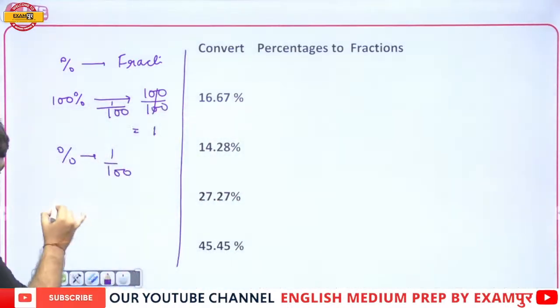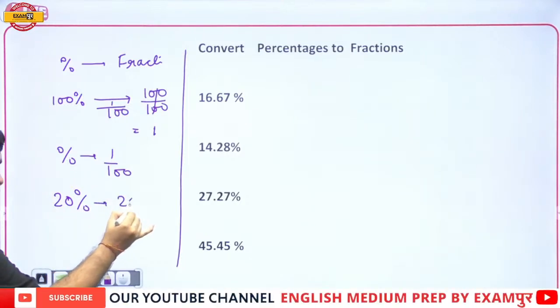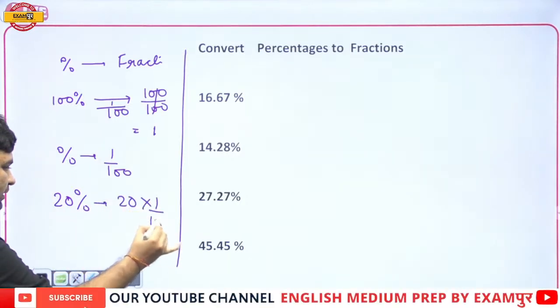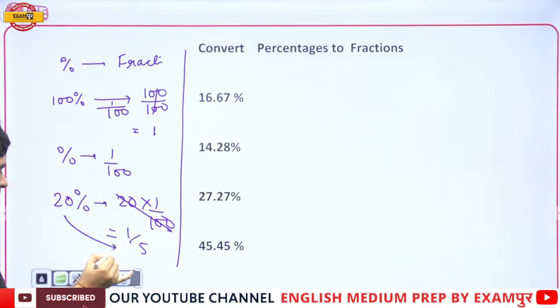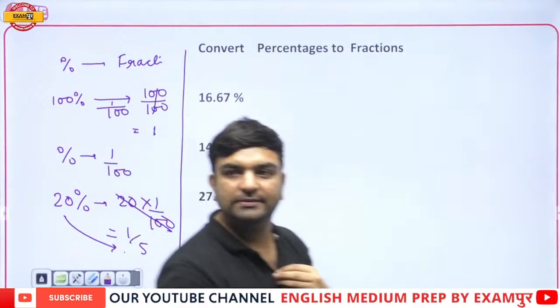So if there is 20%, this is equal to 20 into 1 upon 100, which is 1 by 5. So this is how the conversion of percentage into fraction happens.